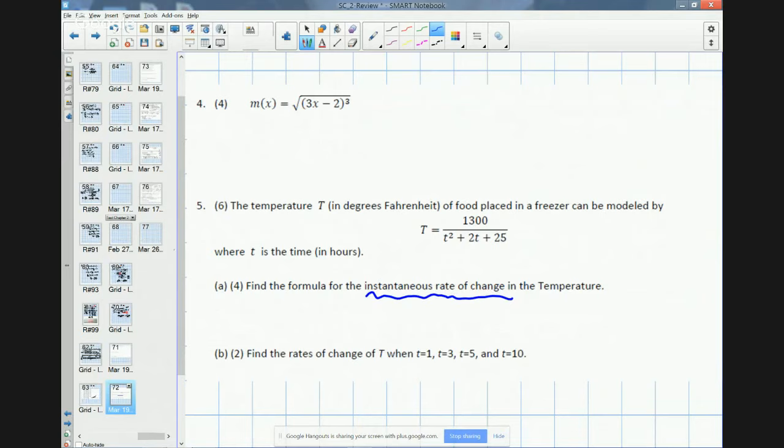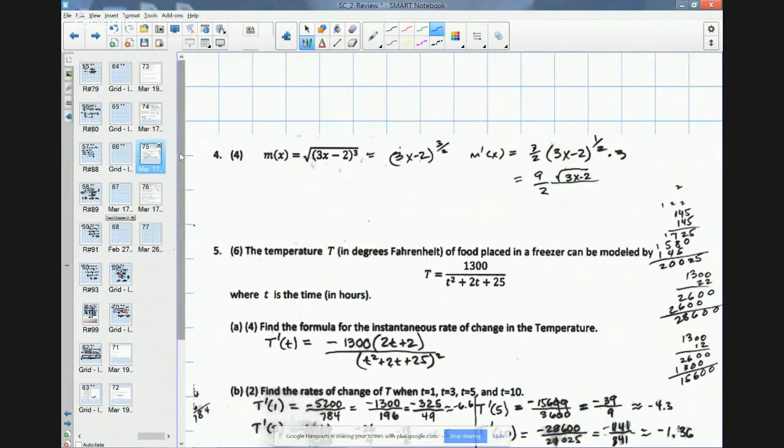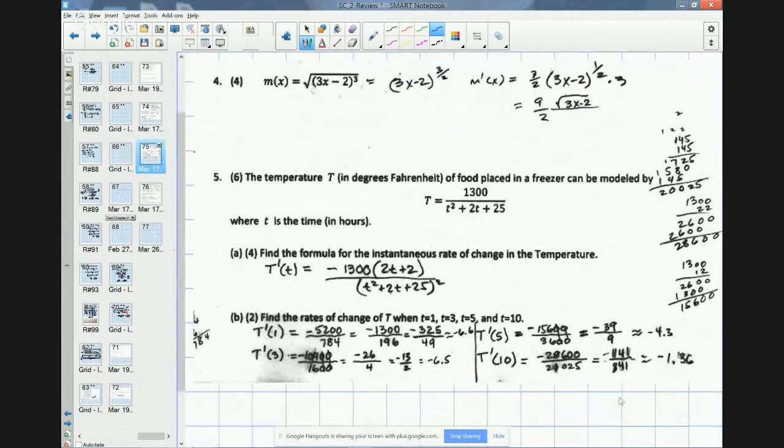So I'm going to jump to, hopefully, yeah. So here's the same thing, only with some of my solution work being done here. Okay, so in part A, we're trying to find the formula for the instantaneous rate of change of the temperature. So what's a derivative? Well, we've got the quotient rule, right? Because it's a division. Here's the problem that we're dealing with, and we need the quotient rule.